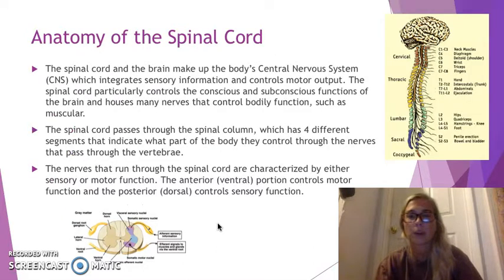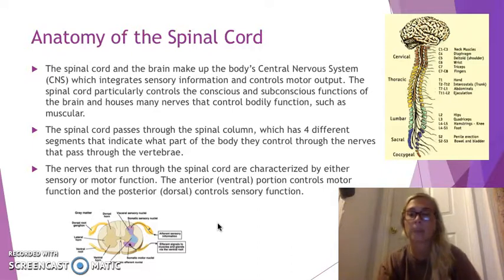So the anatomy of the spinal cord and the brain make up the body's central nervous system, which integrates sensory information and controls motor output. In particular, the spinal cord controls the conscious and subconscious functions of the brain. So whatever the brain interprets, the spinal cord kind of carries out. And it houses many of the nerves that control our bodily functions, such as our muscles.